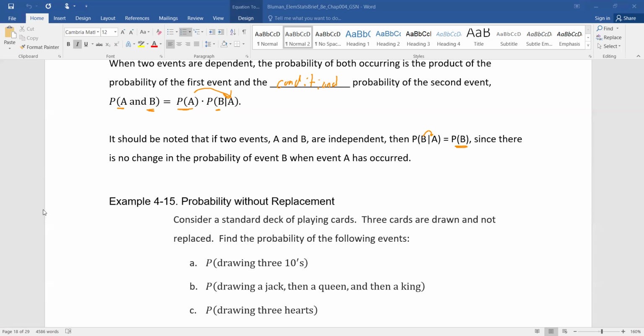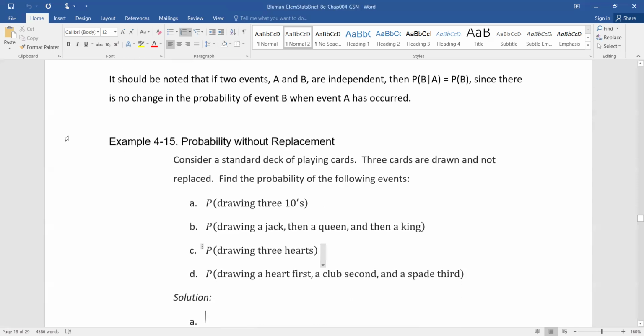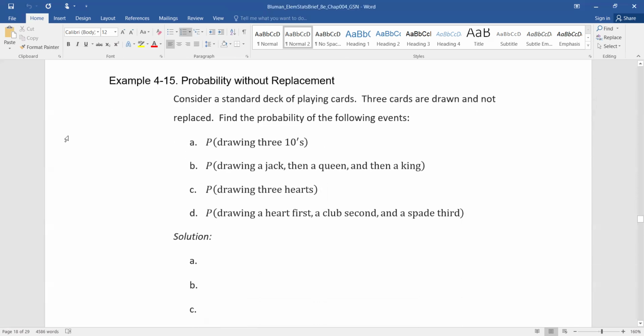So let's look at an example. Probability without replacement. We're going to consider, again, a deck of playing cards. It has 52 cards in it. If you're not familiar with the deck of cards, do play a game with your friends so that you can get familiarized with it. There are a lot of those examples in this chapter and on the homework. 3 cards are drawn and not replaced, right? So that means that the second and third card are affected by their previous cards.